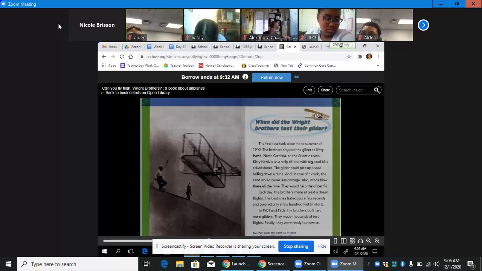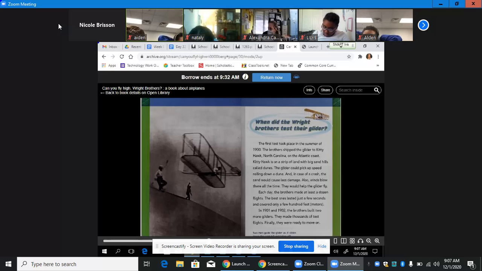Also, winds blow there all the time. They would help the glider fly. Each day, the brothers made at least a dozen flights. Make sure you get your stop and jot down. I'm not going to give you time after. The best ones lasted just a few seconds and covered only a few hundred feet. So they tried it like 12 different times. They only lasted a few seconds and they only went a few hundred feet, not very far in the beginning.